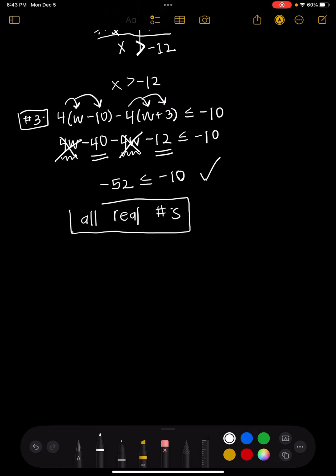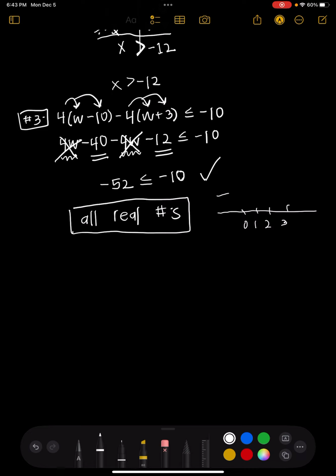Because it makes sense. Now, if it didn't make sense, or if it said like negative 52 is greater than negative 10, like that doesn't make sense, then it would be no solution. So this one's weird because we graph our solutions, right? Now, we could literally have any numbers on here, 0, 1, 2, 3.